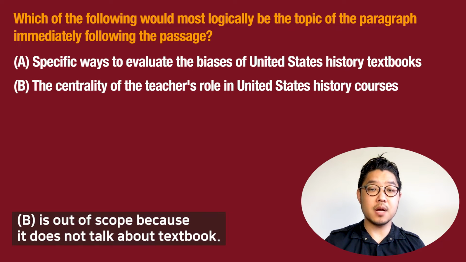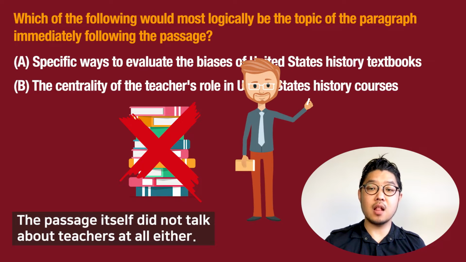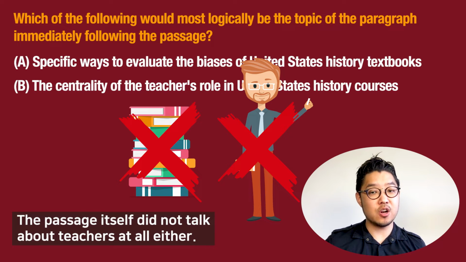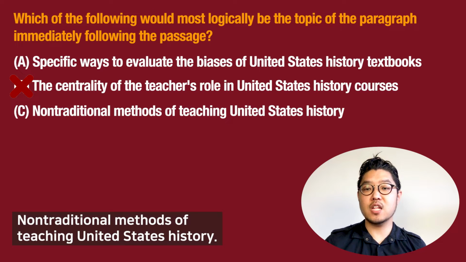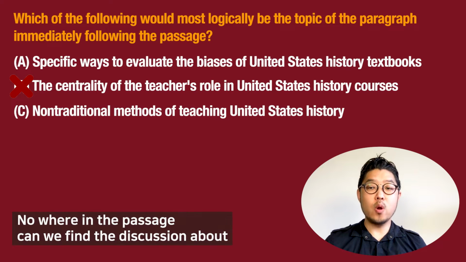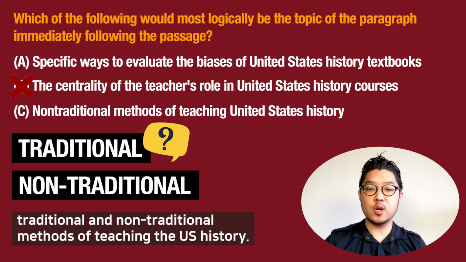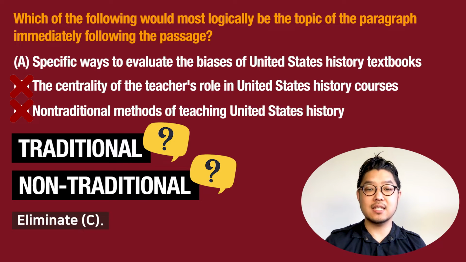B. The centrality of the teacher's role in United States history courses. B is out of scope because it does not talk about textbooks. The passage itself did not talk about the teachers at all either. Eliminate B. C. Non-traditional methods of teaching United States history. C is also irrelevant. Nowhere in the passage can you find the discussion about traditional and non-traditional methods of teaching the U.S. history. Eliminate C.